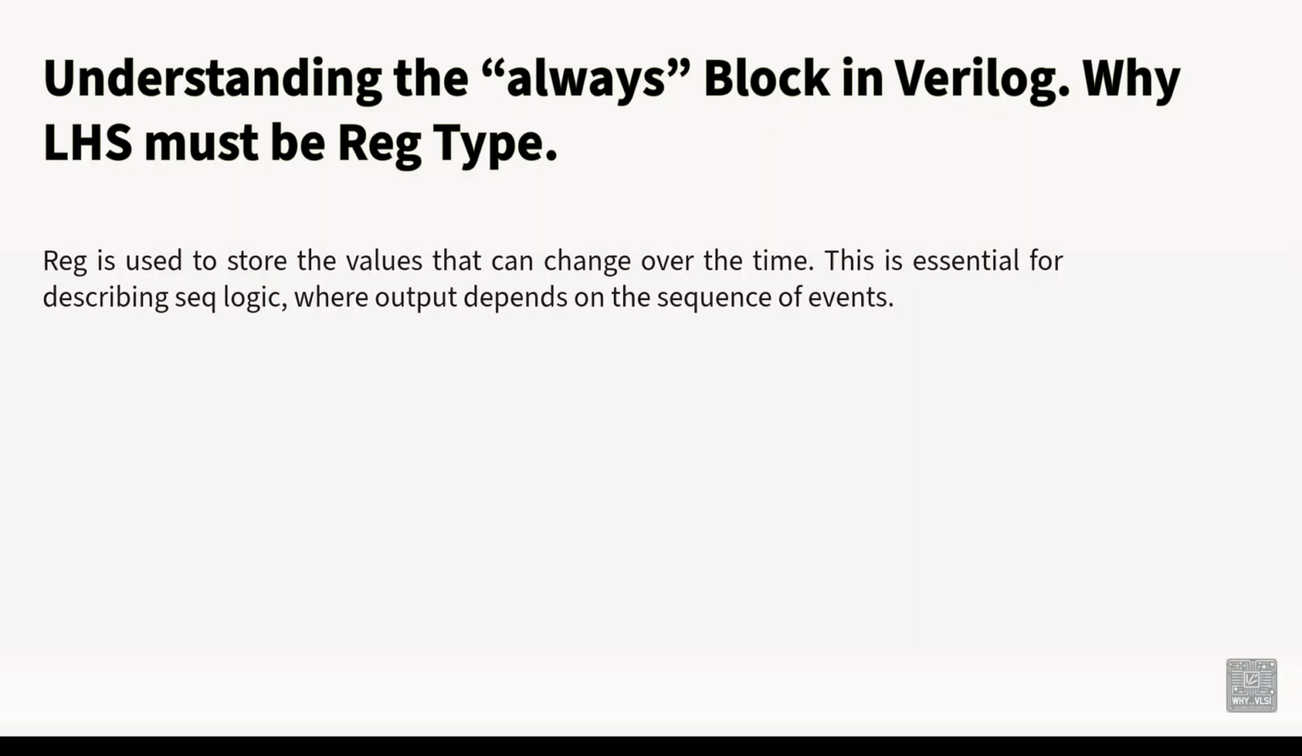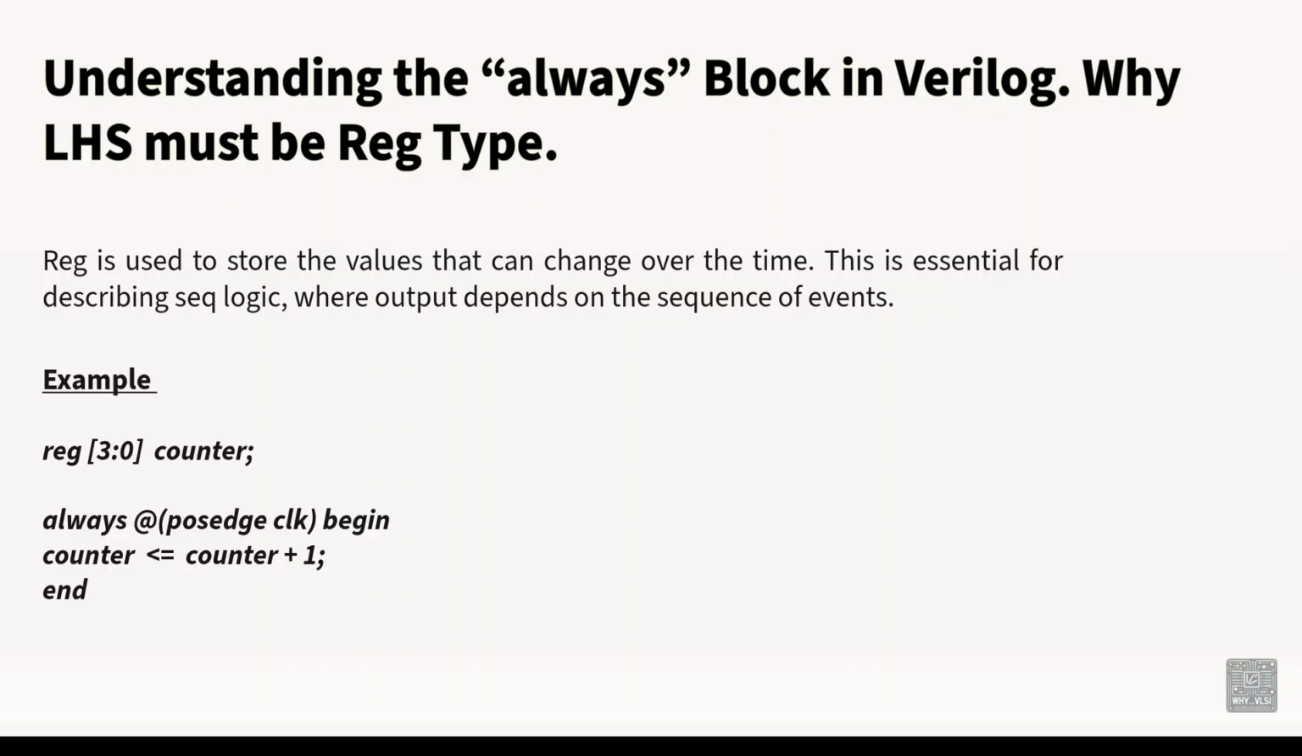Now move to the next part, which is reg. Why must the LHS be reg type for the always block? We have data types, reg type and wire type. What reg does is hold the value. In a sequential circuit, we need some memory or some element to store the data. This will be performed by the reg here. We'll see an example and get more clarity.